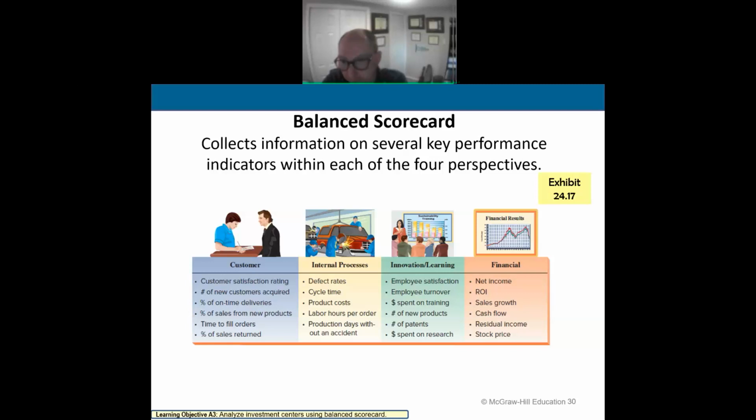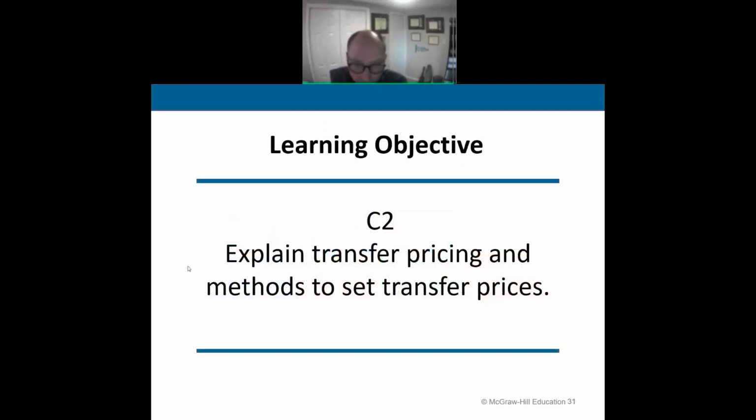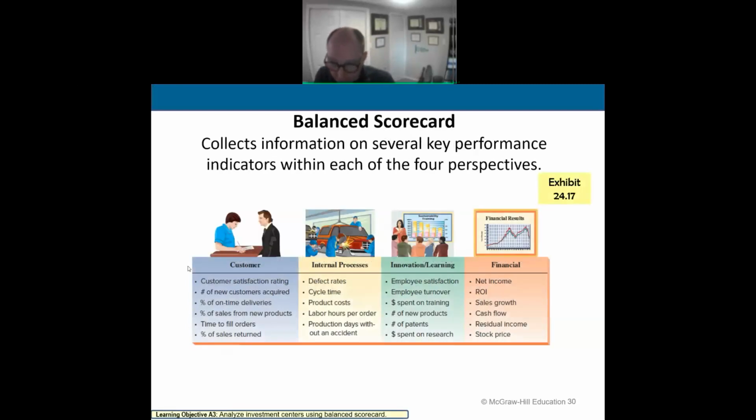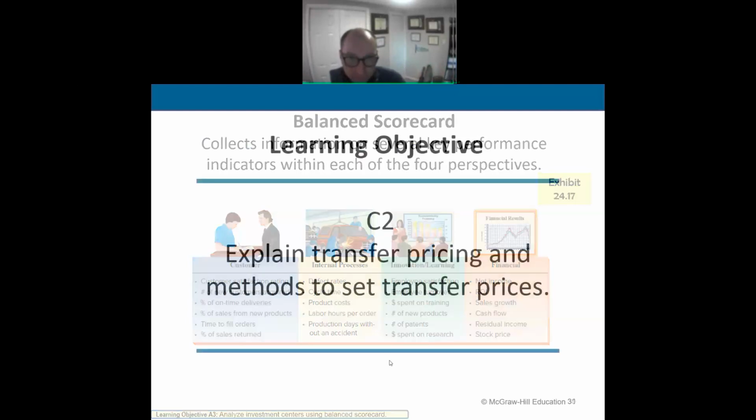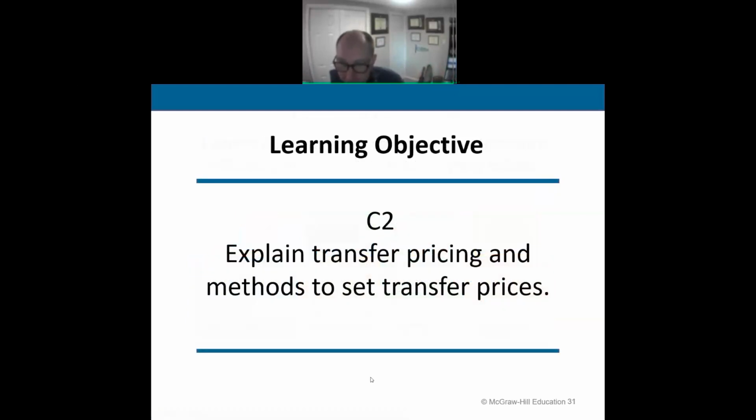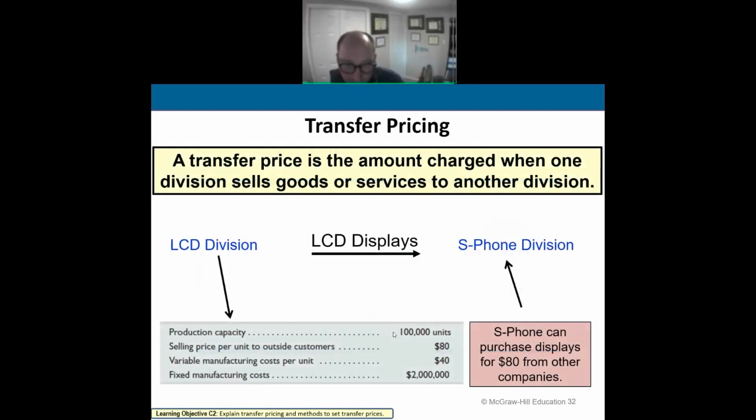We look at all four of these pieces of information to understand the total performance of our company, how well we're doing. That's why it's called a balanced scorecard. It includes financial and non-financial information together. It's the whole picture. I like the balanced scorecard. It's a nice piece of information for management.